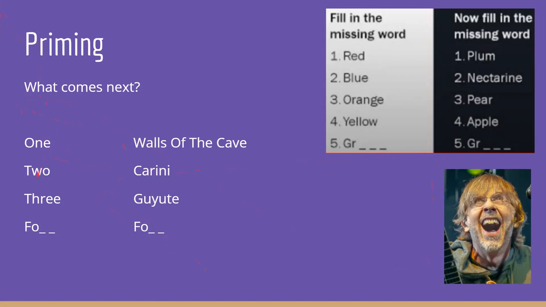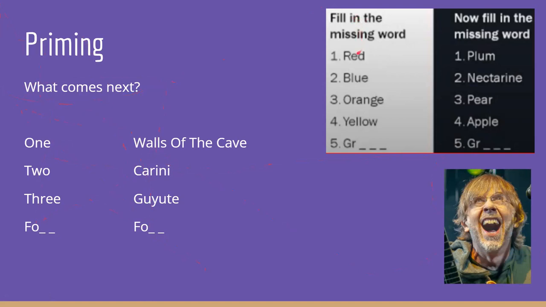So 1, 2, 3. Okay, what do you think this is? 4, probably, you thought. Walls of the cave, Carini, Guyute. And then you were like, what? If you don't know what fish is, you're probably like, all right, I don't know. I have no clue what this is. Foam is the answer. All right, well, forget that. Go over here now.